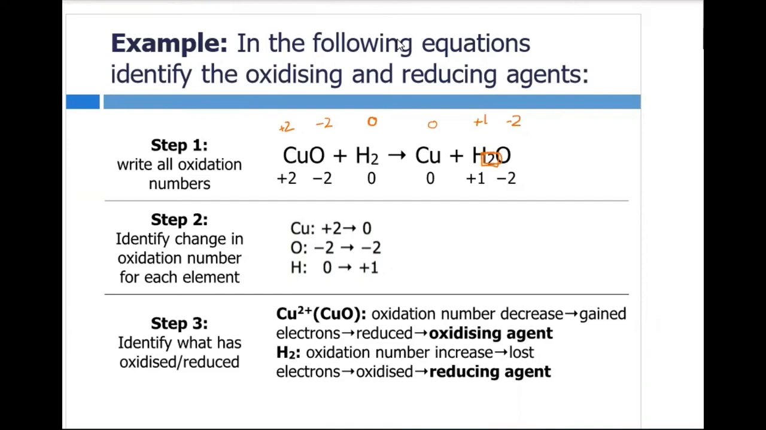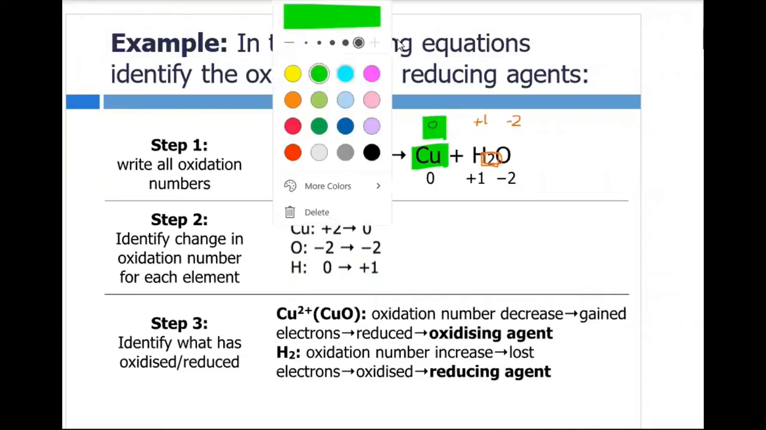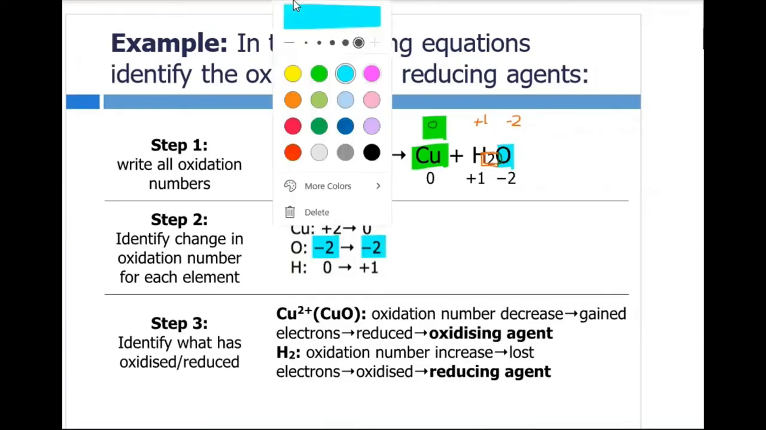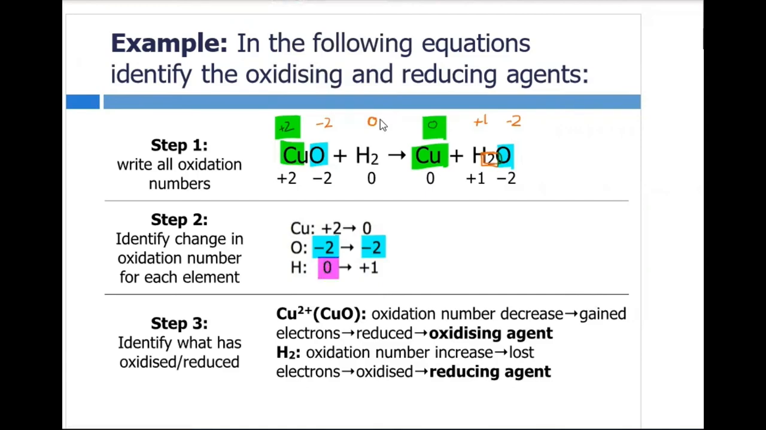All right, step 2, identify the change in oxidation number for each element. So your copper, let's take it one at a time. Copper went from a +2 to a 0. So it was positive by 2 and then became neutral. Remember that. We're going to revisit that in a couple. Then our oxygen, if you look at O, it went from a -2, stayed -2. Right? Great. And then lastly, hydrogen went from a 0 to a +1.